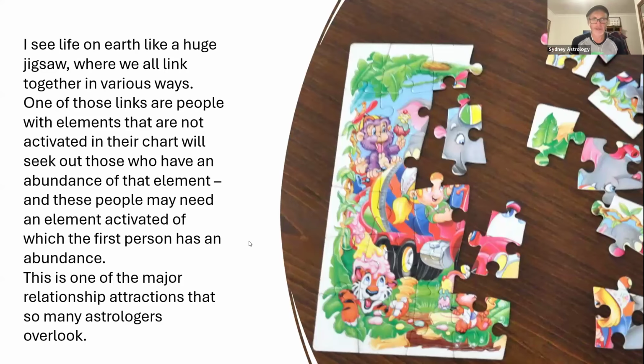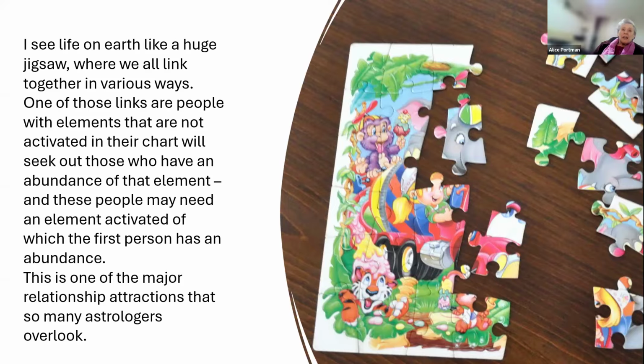Right. So now we see a jigsaw puzzle. Is that right? Perfect. So I see life on Earth like a huge jigsaw where we're all linked. So we've got a person who hasn't a planet activating an element being very drawn. We've got an Aquarius with nothing activating water, massively drawn to a Cancerian who hasn't got anything activating air. So you get a mutual attraction there, as we saw with Blake and, was it Sue? Yeah.